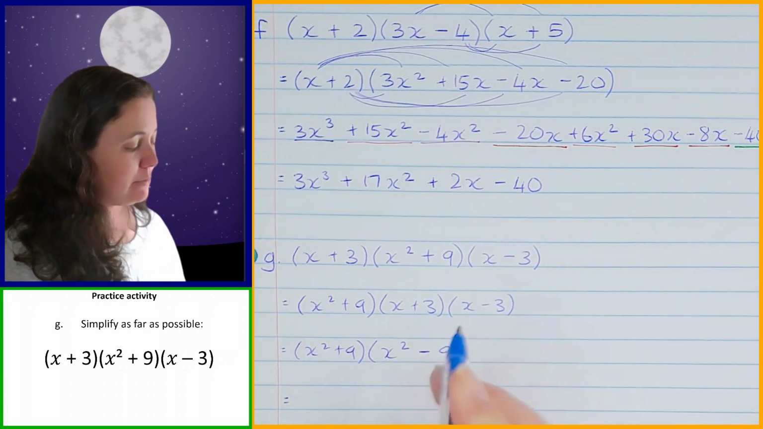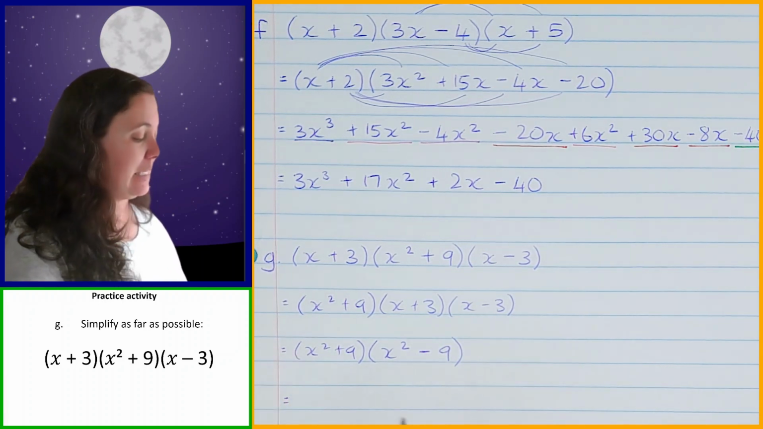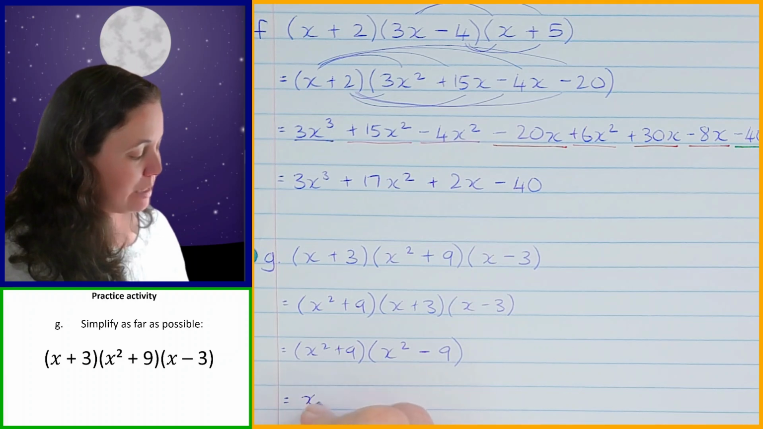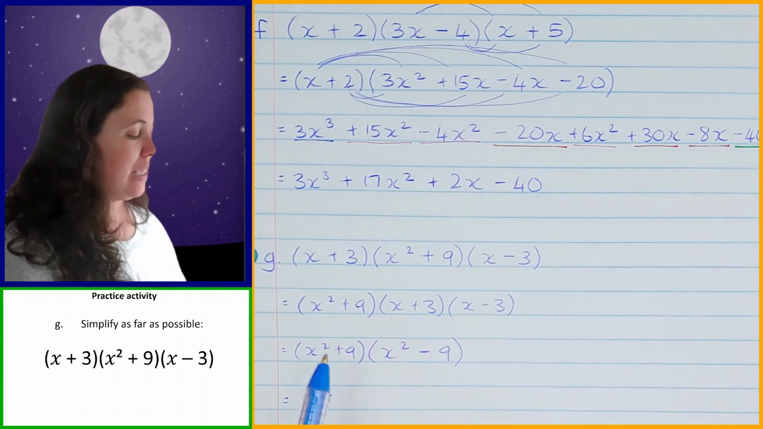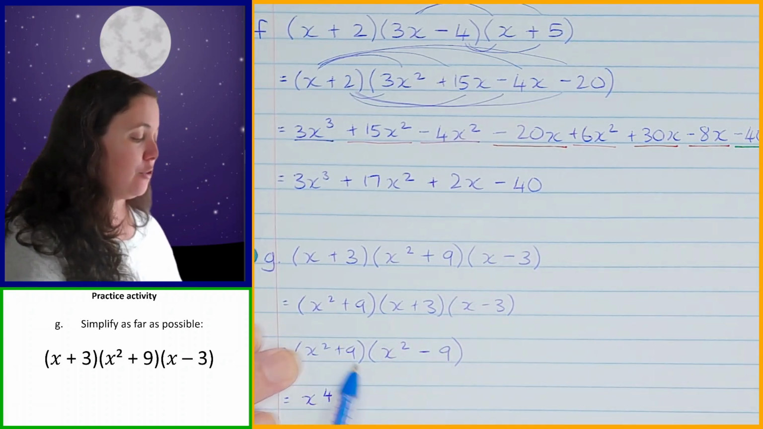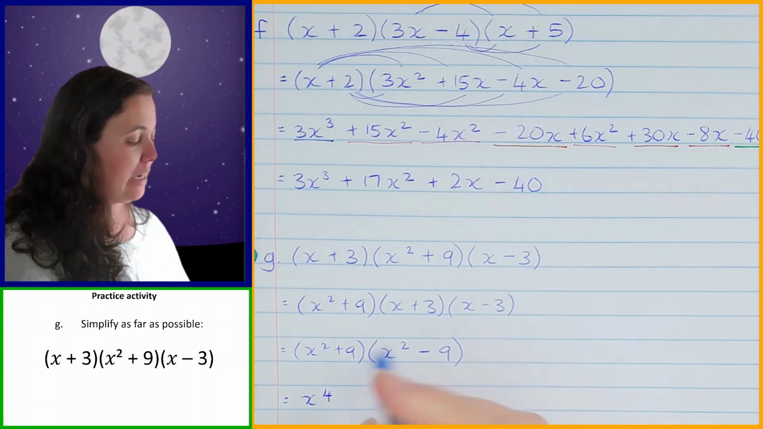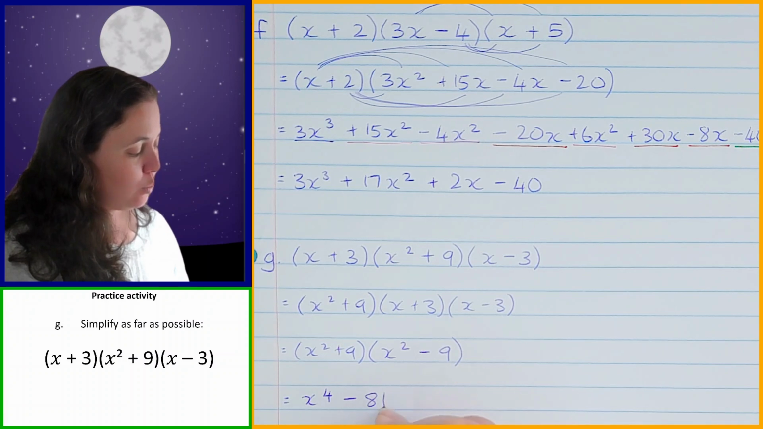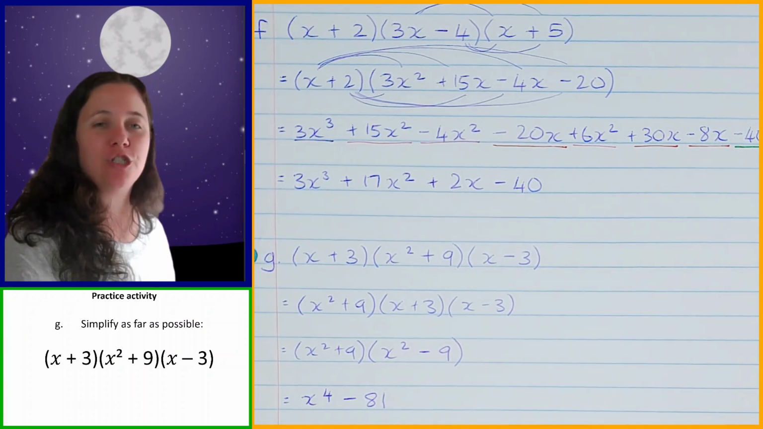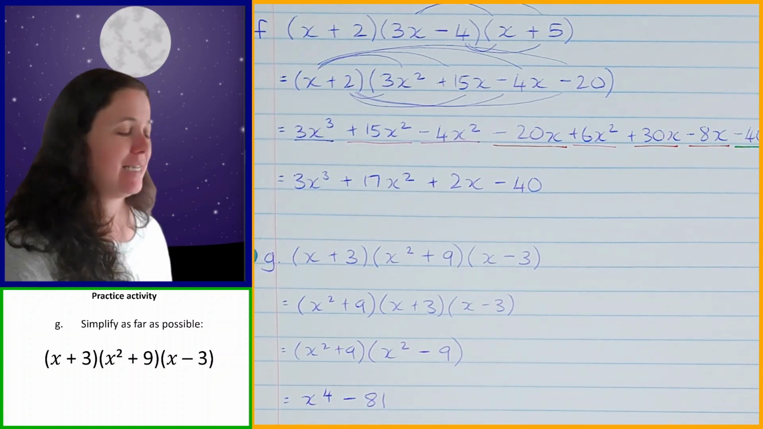So over here I'm going to multiply my first terms together. That gives me x squared times x squared is x to the power of 4. And then I don't need to multiply these together and those together because they will cancel each other out. And then 9 times negative 9 is minus 81. So that's what we should have got for question G: x to the power of 4 minus 81.